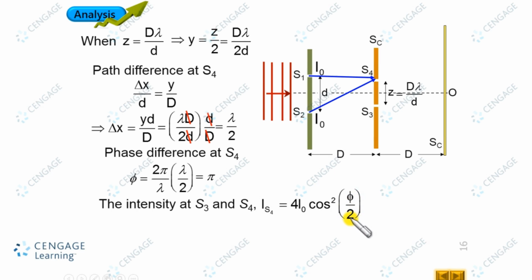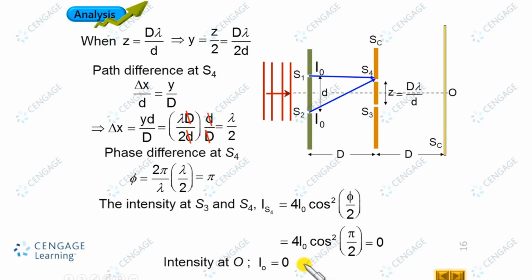Okay. Now phi equals pi. So we can write pi by 2, cos square pi by 2. We know cos pi by 2 is equal to 0. That means this intensity should be equal to 0. That means the intensity of the light coming out from this slit and this slit is 0. That means the intensity at point O will be 0, because there will be completely darkness on the screen. So intensity at O is equal to 0.